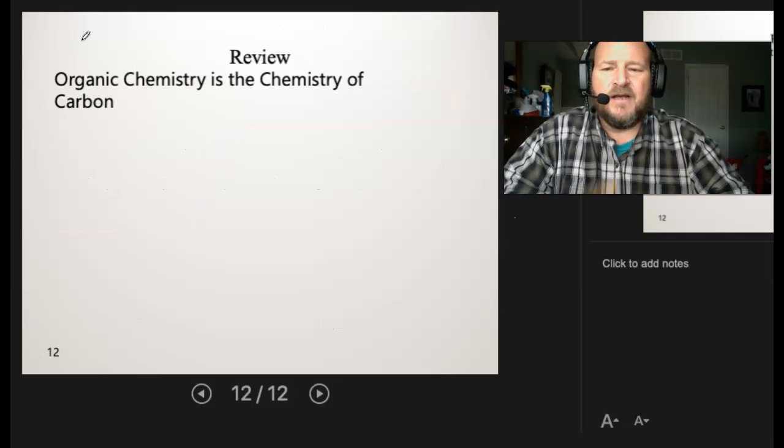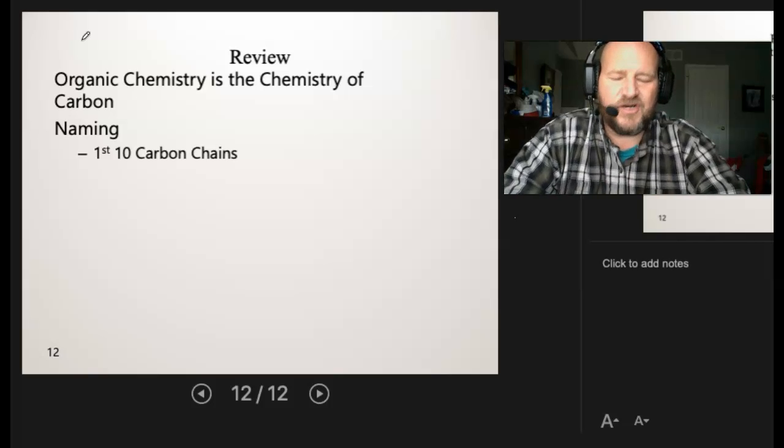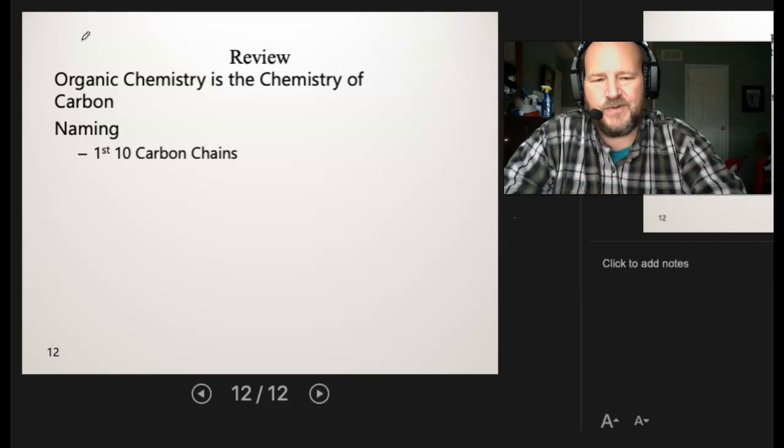To review then, what do you need to be able to pull out of this chapter from these three segments? Well, you need to be able to name, and you're only responsible for the first carbon, 10 carbons, right? So you need to be able to name those. And notice we didn't do any structures where I drew the structure from the name, but you do need to be able to do that.